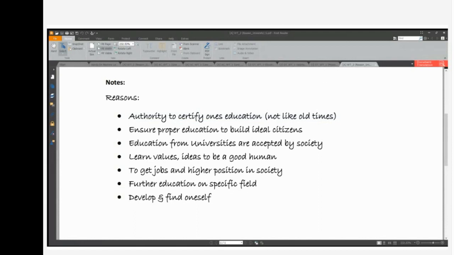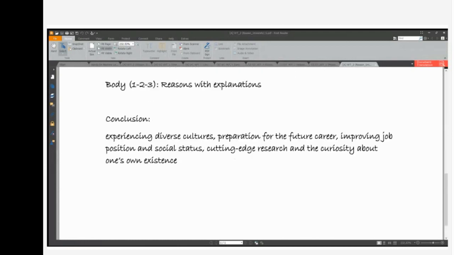In the conclusion, we can write that experiencing diverse culture, preparation for the future career, improving job position, social status, cutting edge research, and curiosity about one's own existence. These are the things that we can include in the conclusion, that these are the main reasons for which people go to universities or colleges. And then we can incorporate all these points along with the explanation that I provided to you in the writing.